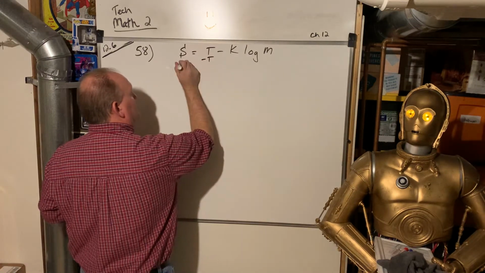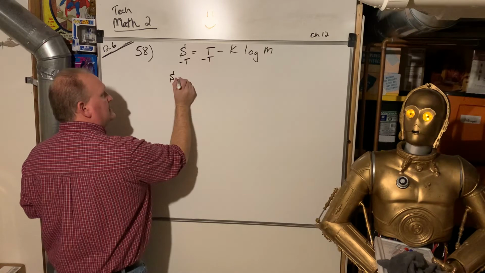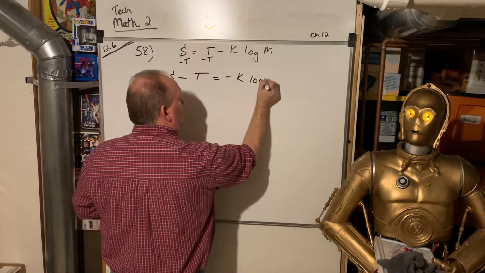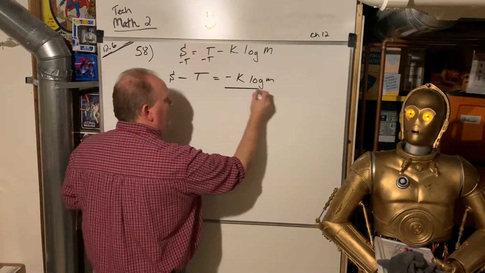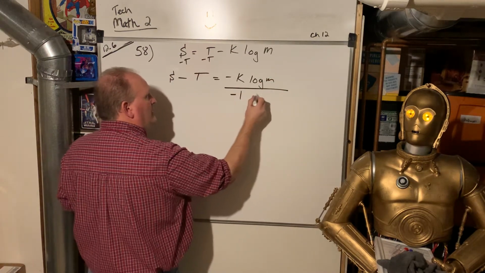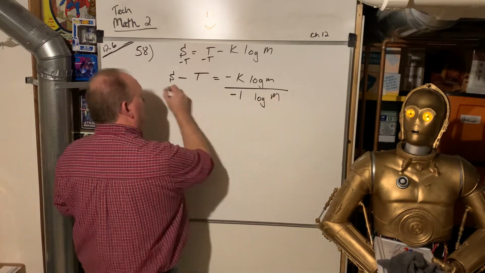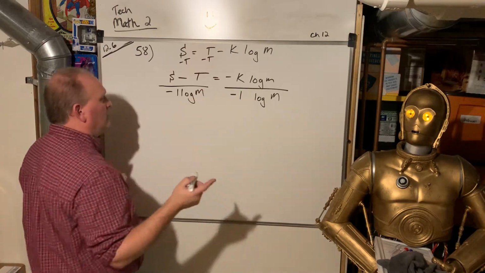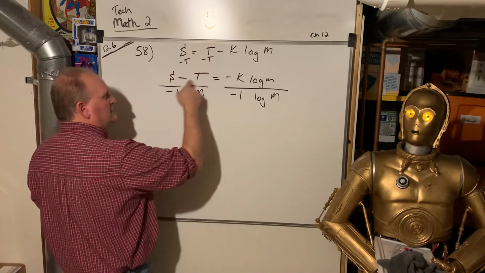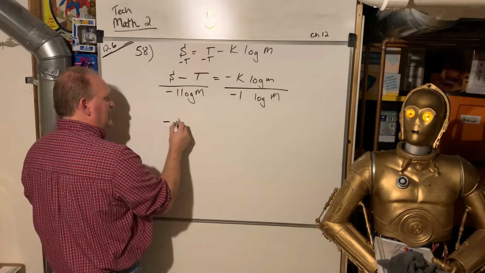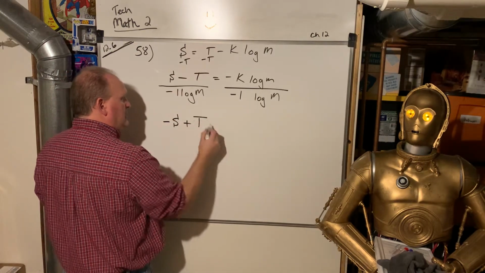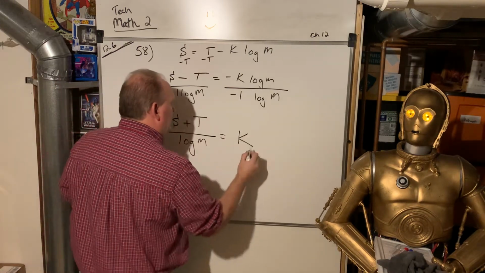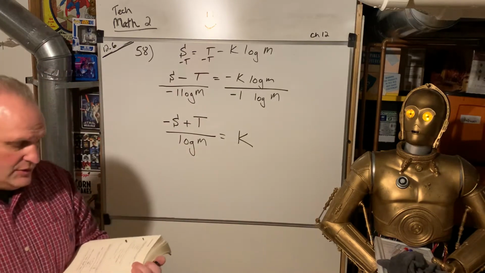So we subtract T from both sides. You have S minus T is equal to negative K log M. And then we're going to divide by negative 1 log M. And now what we are going to do is we'll divide the negative into both of those. So it'll be negative S plus T over the log of M is equal to K. And that should do it.